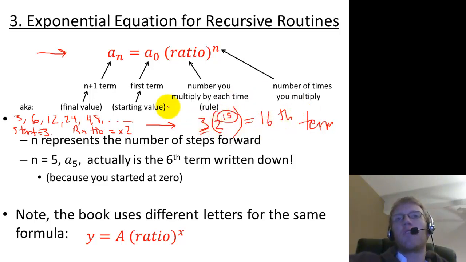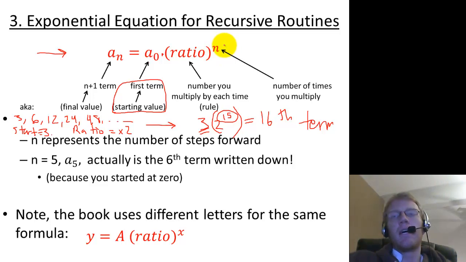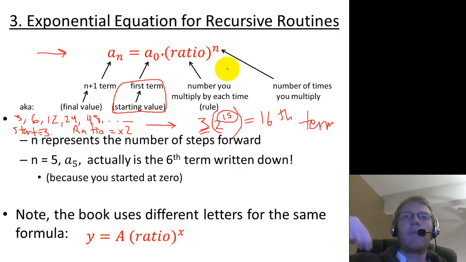So the pattern that this is following is, you put in the first term, which you call your starting value. So your first term or starting value goes right here. And then you multiply it by whatever the ratio is, raised to the power of how many steps forward you want to take. So if you want to find the 100th term, for example, how many steps forward do you need to take? Well, you actually need to take 99 steps forward because you already have the first term.